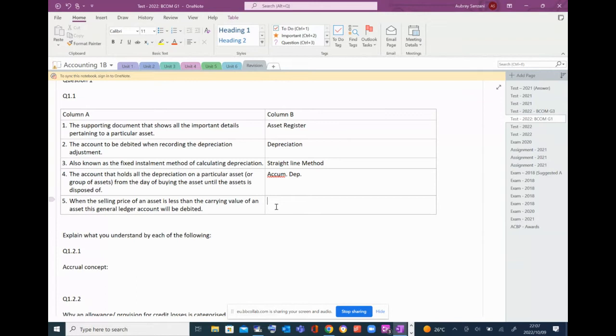Yes, because we experienced what? A loss. So, loss on sale of asset. This is why I love this question.